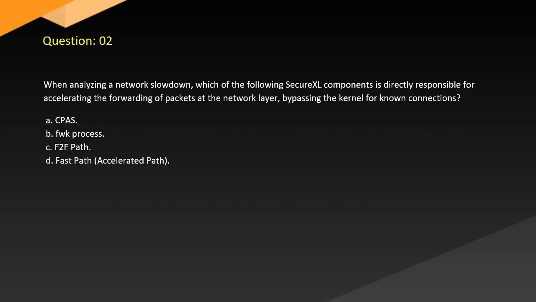Question 2. When analyzing a network slowdown, which of the following SecureXL components is directly responsible for accelerating the forwarding of packets at the network layer, bypassing the kernel for known connections? A. CPASS. B. PXL. C. F2F path. D. FastPath, Accelerated Path.